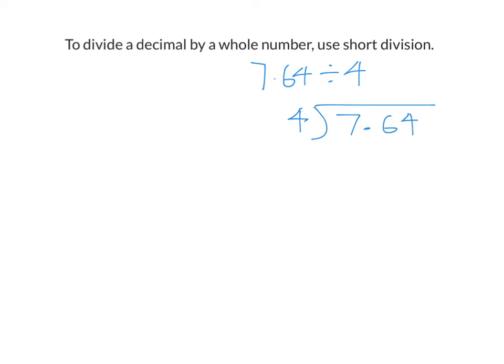7.64? So 4 goes into 7 once, remainder 3. So put a 1 there and the remainder goes here. The decimal point needs to be above the decimal point here. Then how many times does 4 go into 36? The answer is 9, so I put a 9 there. There's no remainder here, so I don't carry anything over. How many times does 4 go into 4? Well, that's just 1. So the answer here is 1.91.